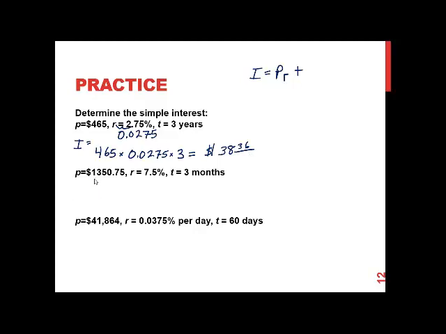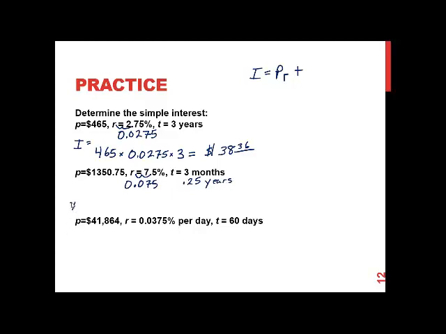Let's try another one. Principal is $1,350.75. Interest rate is 7.5%. Again, I'm going to need to change that to decimal, so I get 0.075. And T equals 3 months. This is an annual rate. This is not in years. So we need to change the T into years. And 3 months is a fourth of a year, or 0.25 years.